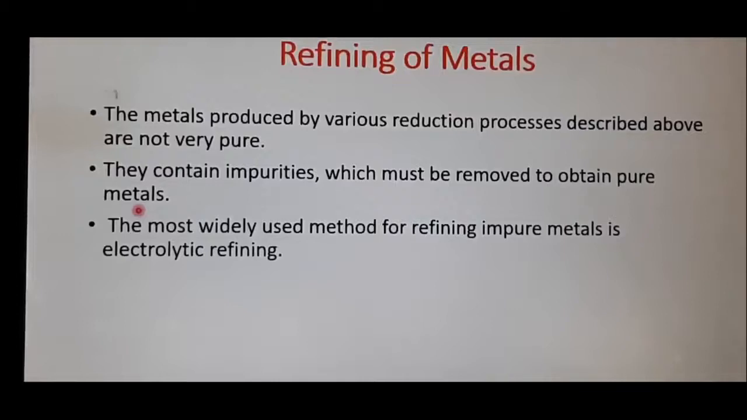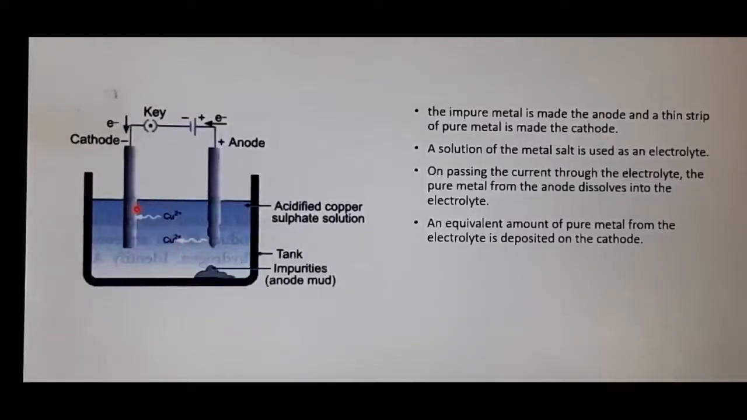The most widely used method for refining impure metals is electrolytic refining, and now we are going to do electrolytic refining. The setup of electrolytic refining looks like this. Here you can see two electrodes, the anode which is positively charged and the cathode which is negatively charged, and both electrodes are connected to a battery, and an electrolyte is also there. You can see this setup is similar to electrolytic reduction. So let's understand this setup first.